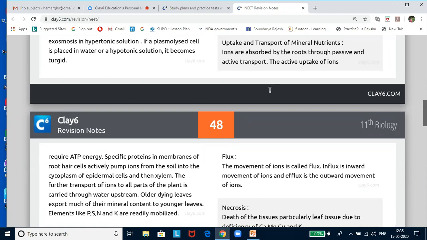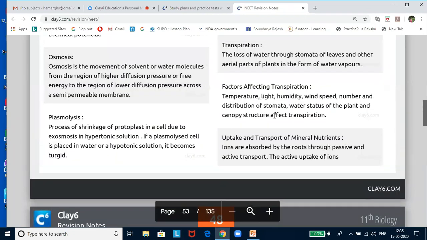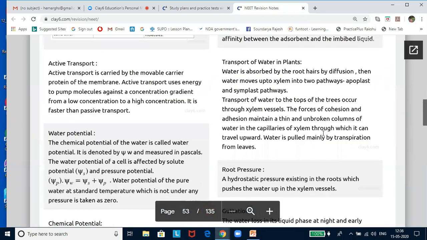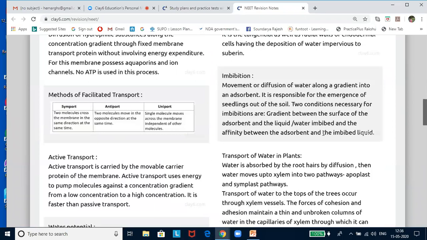imbibition. Imbibition is the cause of swelling of wooden doors and windows in the rainy season and swelling of seeds after dipping in water. The first step in imbibition is adsorption, that is, attachment of liquid on the surface. Imbibition is important for water absorption and germination of seeds. Maximum absorption of water takes place by the root hair zone. Root hairs increase the absorptive surface of the roots.